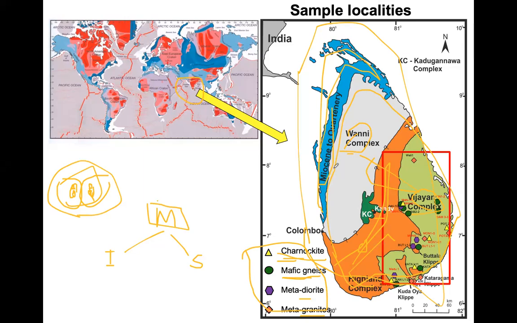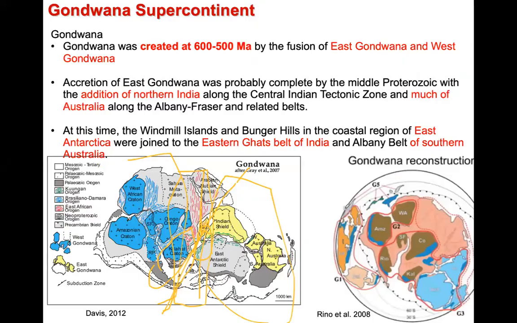So that's why we consider these as very young. This is just 50 million years, but these are as old as 2500 million years. That's very old, okay? Even the metamorphism took place 550 million years ago due to the collision of Gondwana, right? So this Gondwana collision caused all these rocks to be metamorphosed.